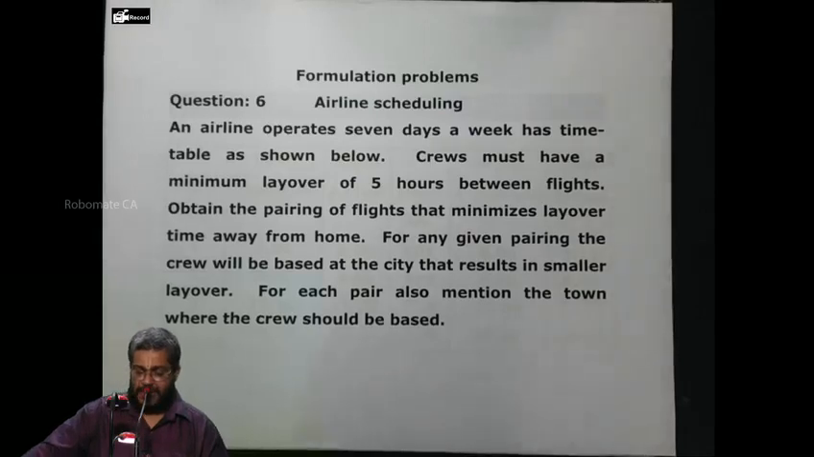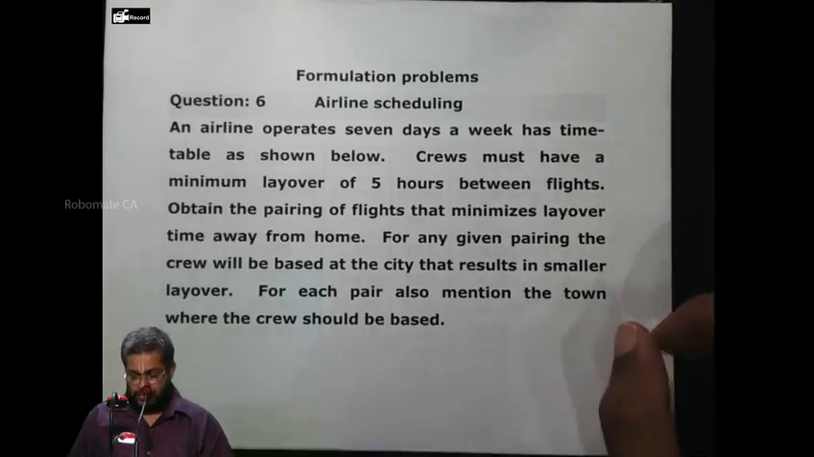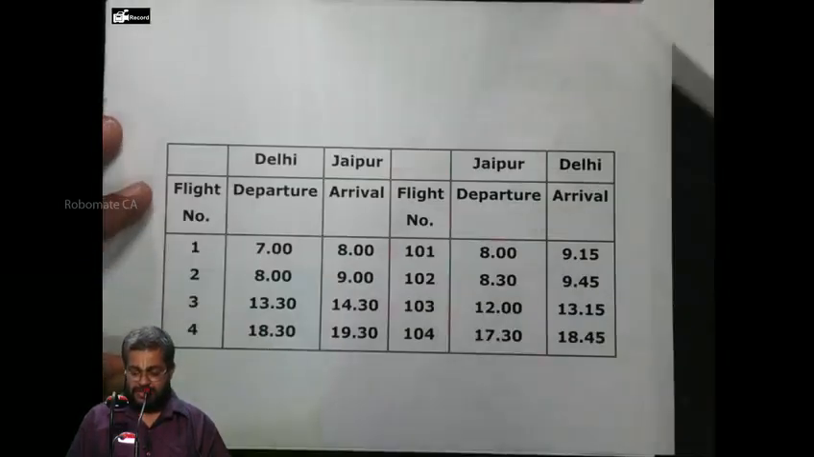An airline operates 7 days a week, has timetable as shown below. Crews must have a minimum layover of 5 hours between flights. Obtain the pairing of flights that minimizes layover time away from home. For any given pairing, the crew will be based at the city that results in smaller layover. For each pair also mention the town where the crew should be based.